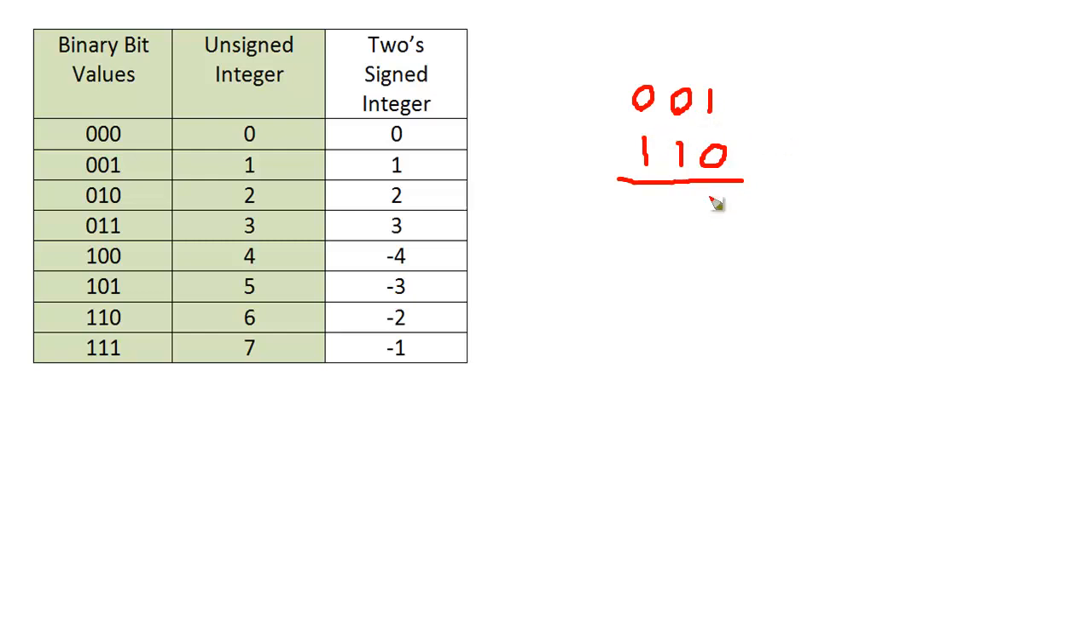All right, so 1 plus 0 is 1, 0 plus 1 is 1, 0 plus 1 is 1. Well, 1 plus negative 2 should be negative 1. So these three bits, if I look in my chart here, align with negative 1. So that kind of worked.